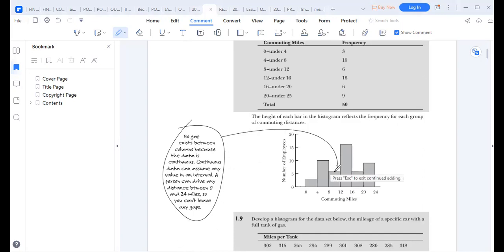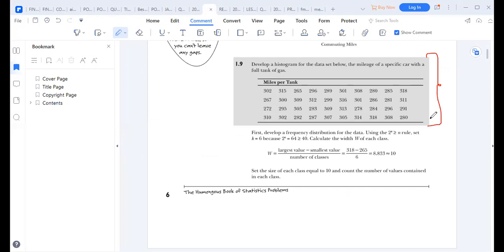So continuous data, we always assume that any value in an interval is possible. A person can drive any distance between 0 and 24 miles. So we can't leave any gaps. So we are talking about commuters here. So in here, there are no gaps that we are leaving out. So you need to know when not to leave gaps.